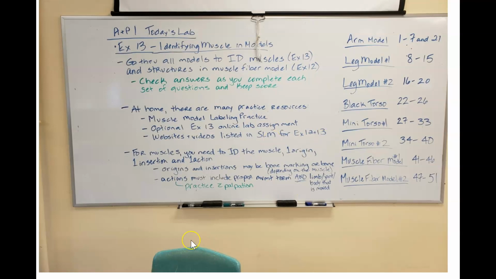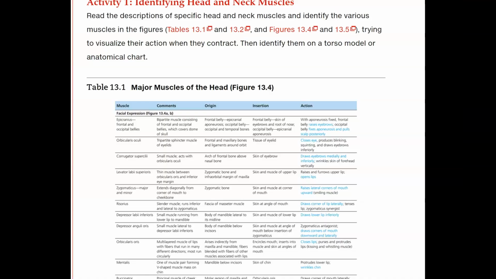And then I'm going to show you one more thing that is in your lab manual. So I pointed this out to you today. I just want to make sure that you remembered it. In these tables that are in your lab manual in exercise 13, that's the big book, you'll see, say for this one, orbicularis oculi, this is the origin, this is the insertion, and then over here there are several actions.